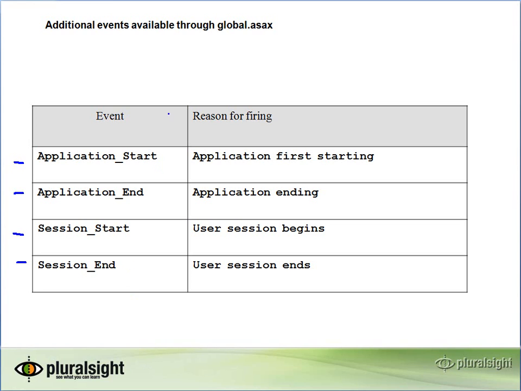The only way to add handlers for these events is to write a function that is named exactly one of these four names with the right signature and place it in your global ASAX file.